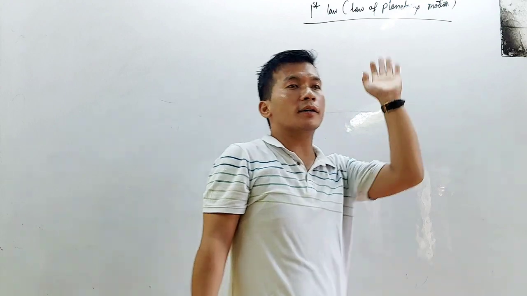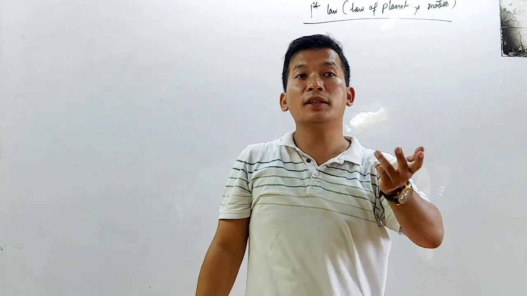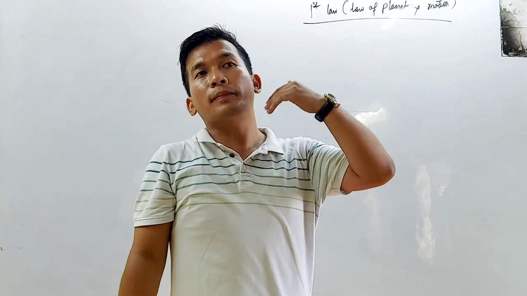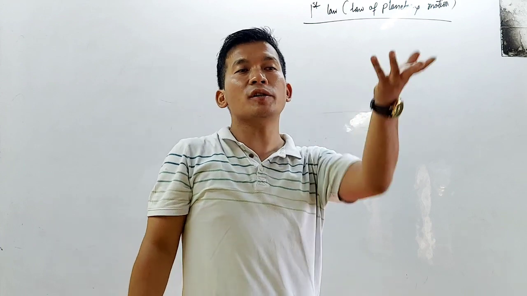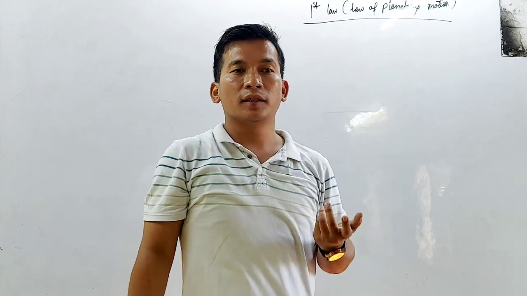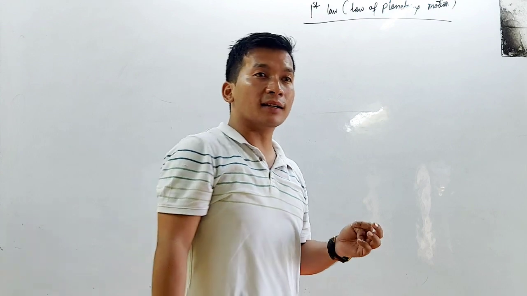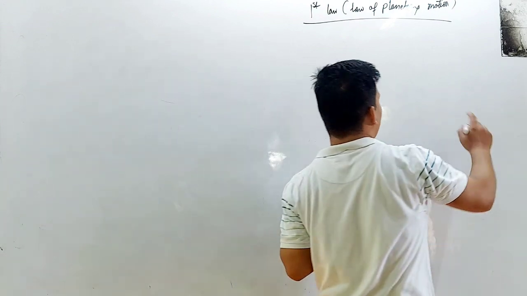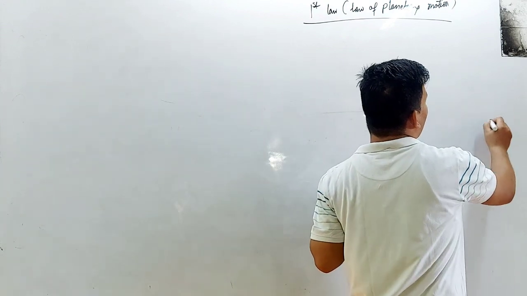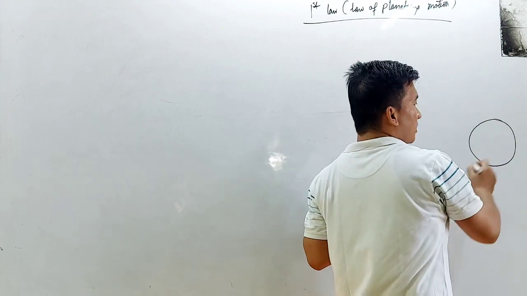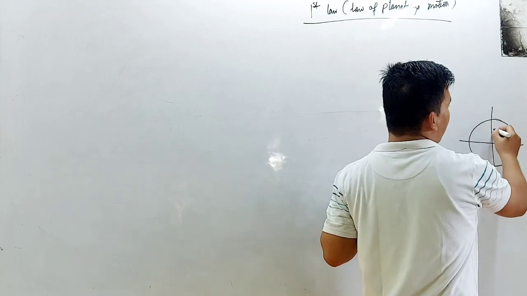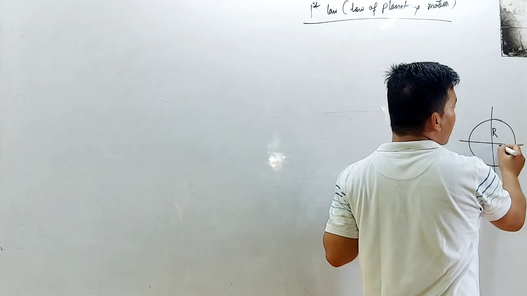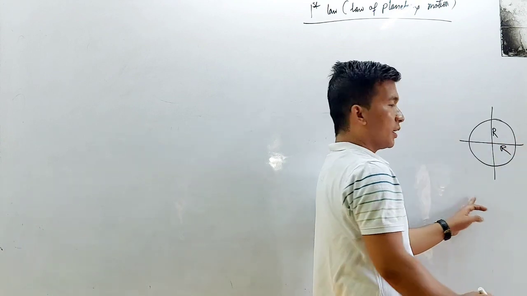A planet will be revolving around the sun in which type of orbit? Elliptical orbit. As you see, this is a circle, with vertical radius and horizontal radius both equal.